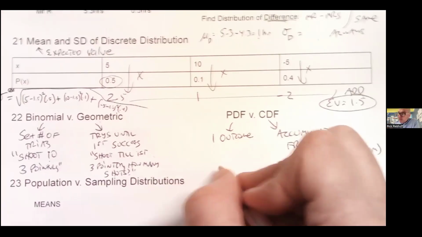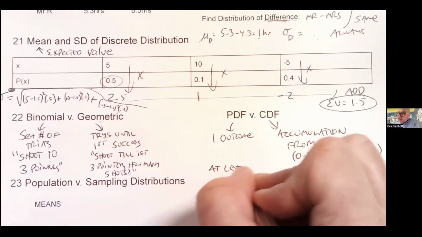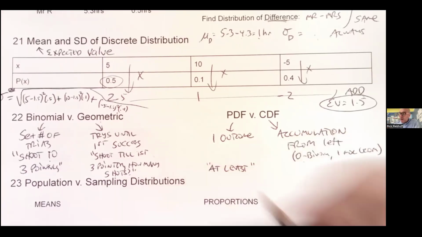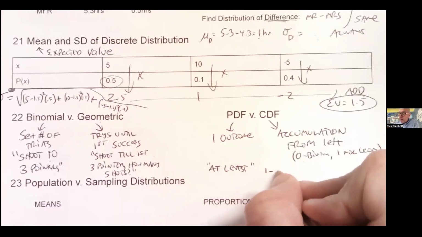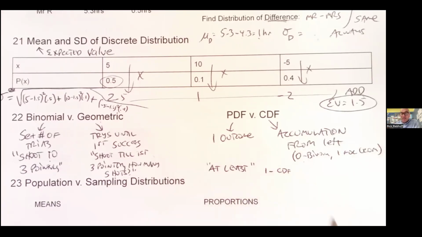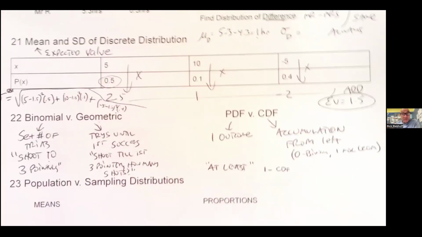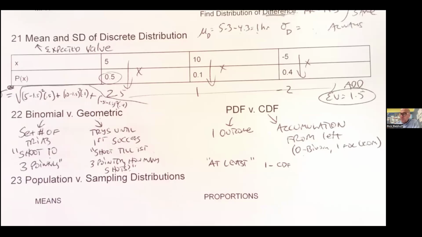Oh, if they say the words "at least," and you have an older calculator, you might go 1 minus the CDF, right? 1 minus the CDF. And be careful of your cutoffs on these. All right, population versus standard deviation.